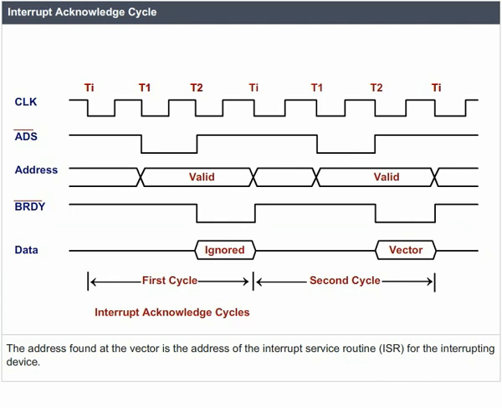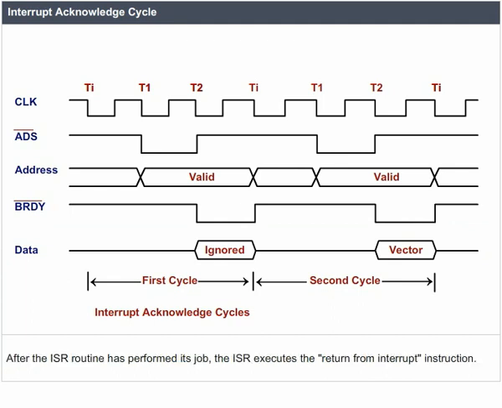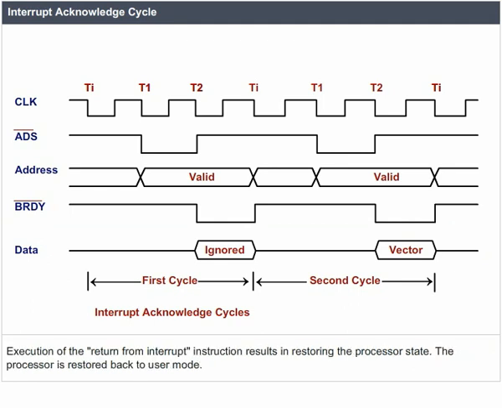After the ISR routine has performed its job, the ISR executes the return from interrupt instruction. Execution of the return from interrupt instruction results in restoring the processor state. The processor is restored back to user mode.